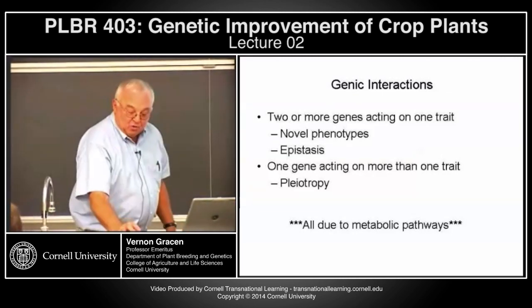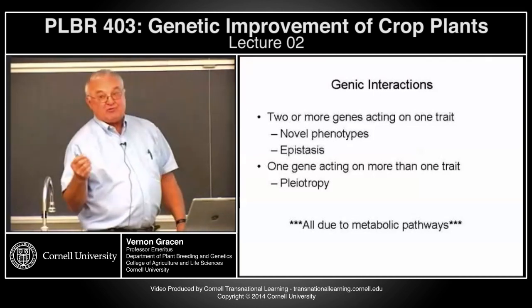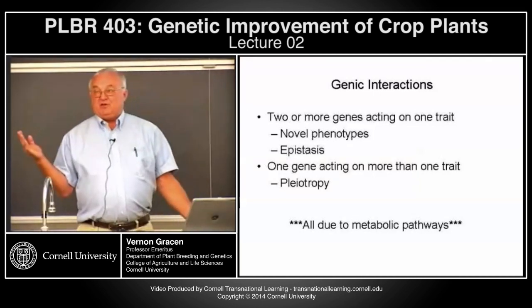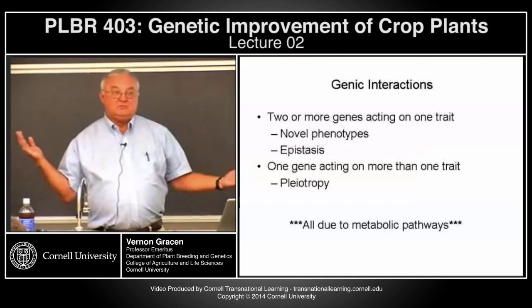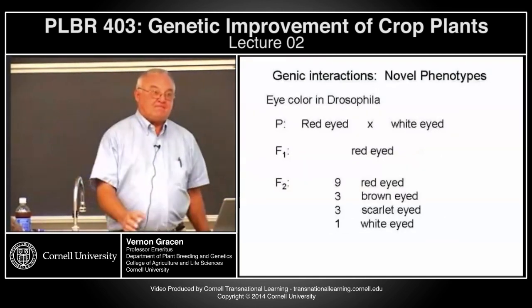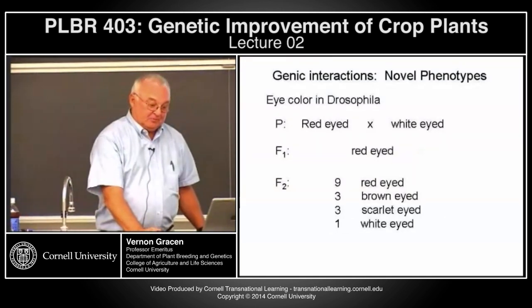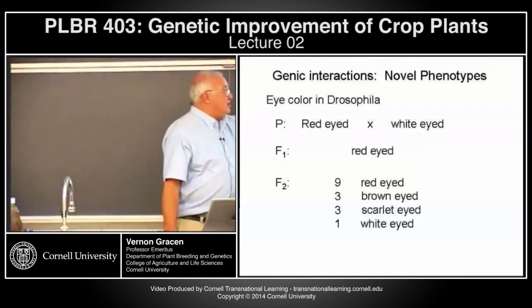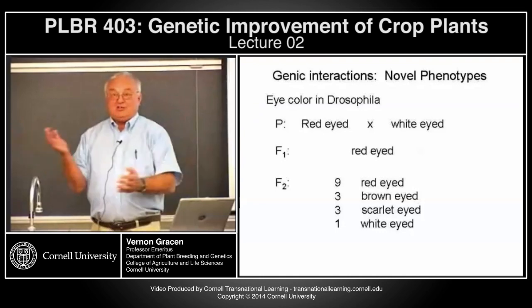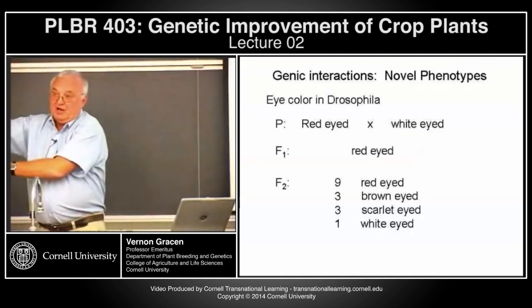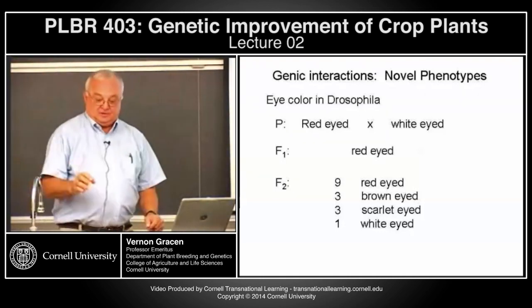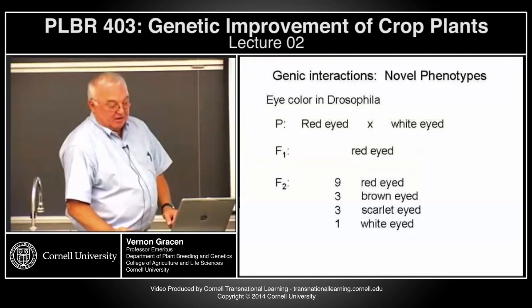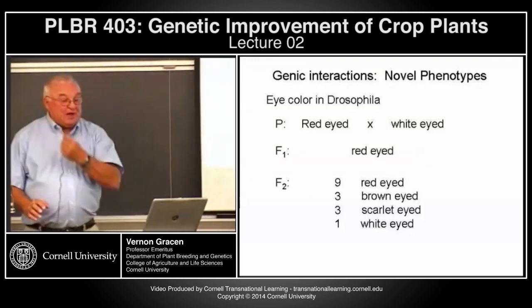One gene acting on more than one trait, pleiotropy. Do you guys know what pleiotropy is? We'll talk about definitions. All we can say today is all of these are due to metabolic pathway interactions somewhere beyond the gene, involving metabolic interactions. So I talked about novel phenotypes.